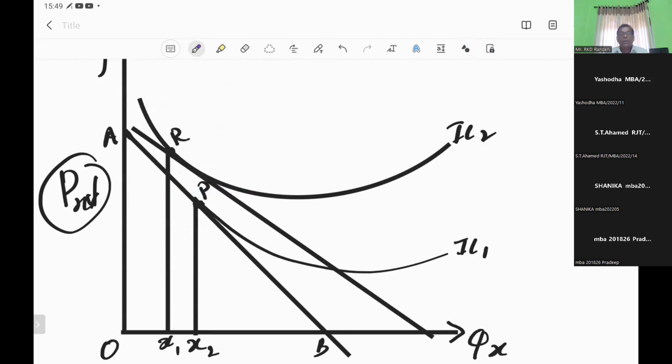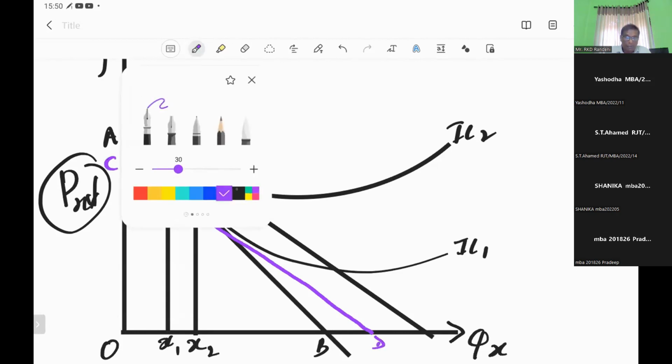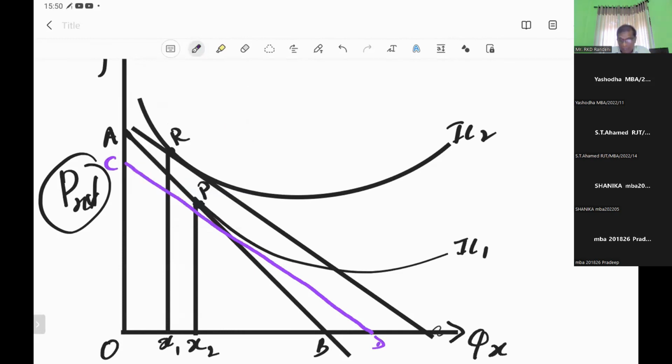Now you have to draw a line parallel to the AB dash. This is the parallel line. We will call that CD, a dotted line, parallel to the AB dash budget line.